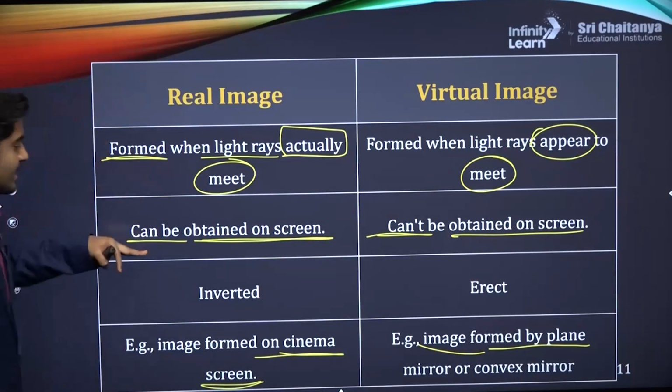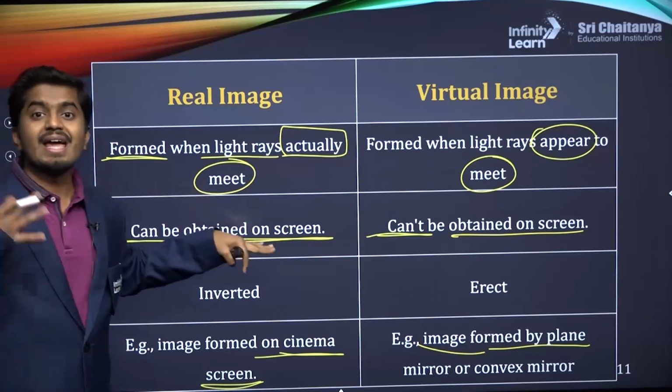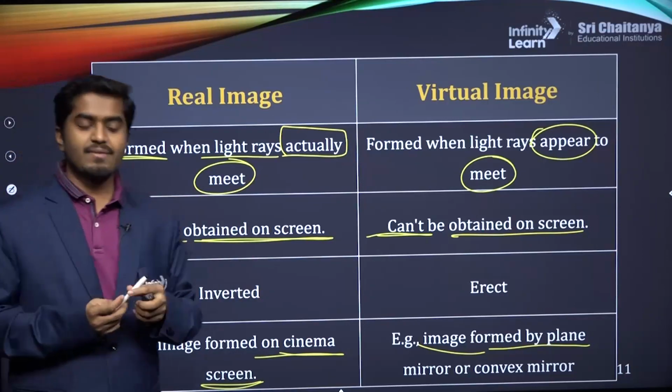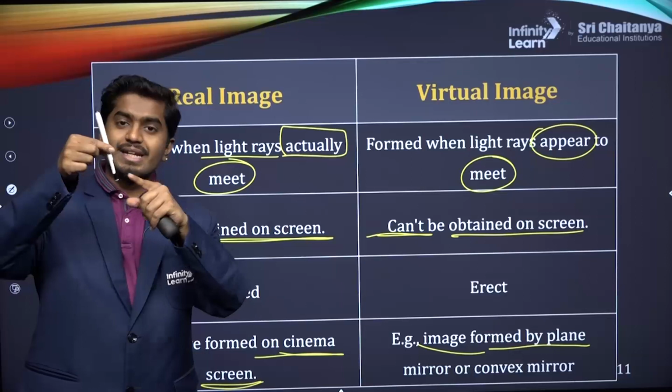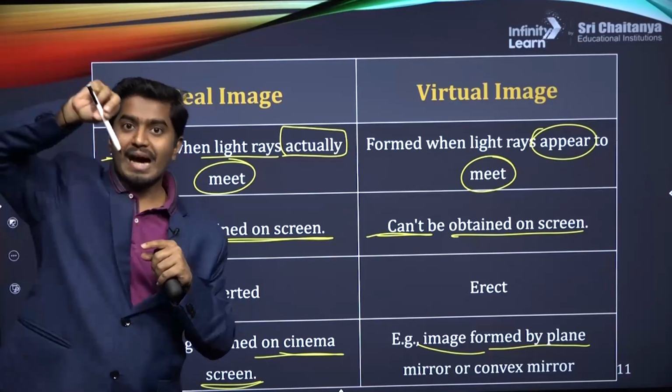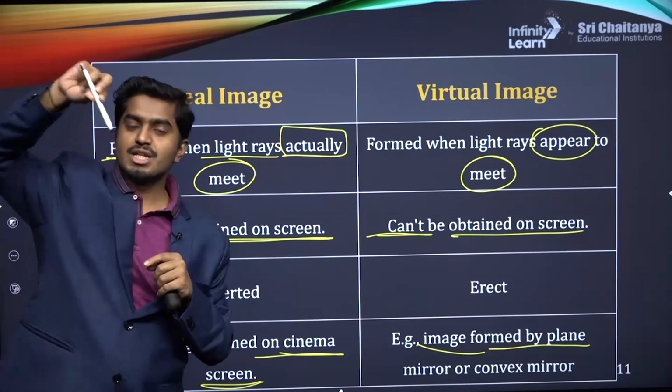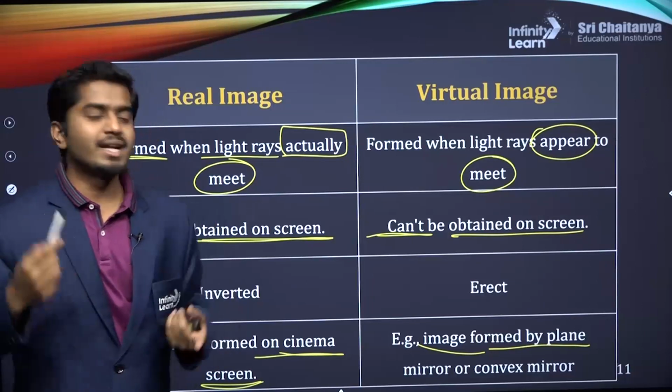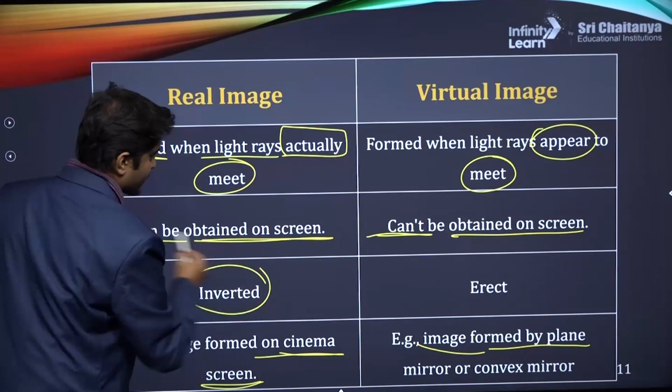Now there is one more difference. Real images are inverted. Inverted meaning, let's suppose there is an object, you get the image which is like this, upside down, right? Whenever you get an image flipped, that is an inverted image. This is an inverted image.